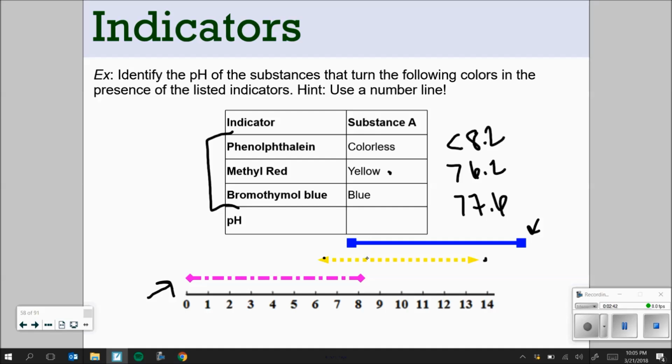You'll note where all three of these lines overlap is where my pH range is. In this case, if you look at the actual numbers, you're going to find that your pH has to be greater than 7.6, and it has to be less than 8.2. So somewhere between 7.6 and 8.2 is the pH of my particular solution. So it is actually slightly basic.